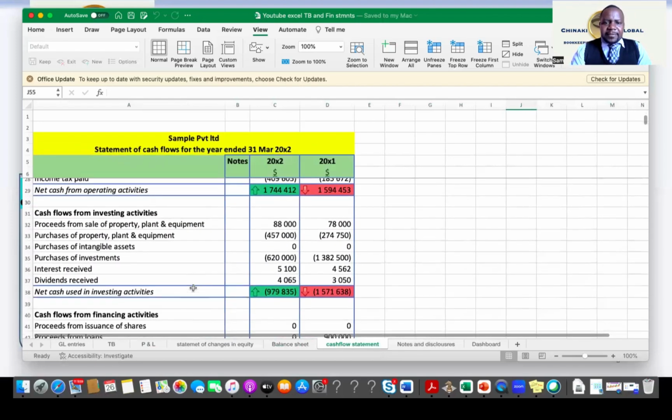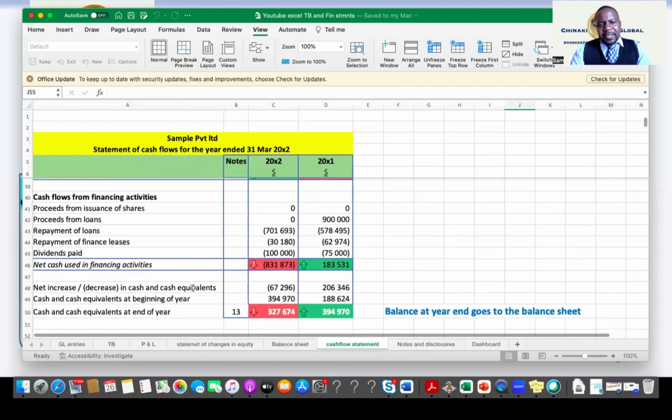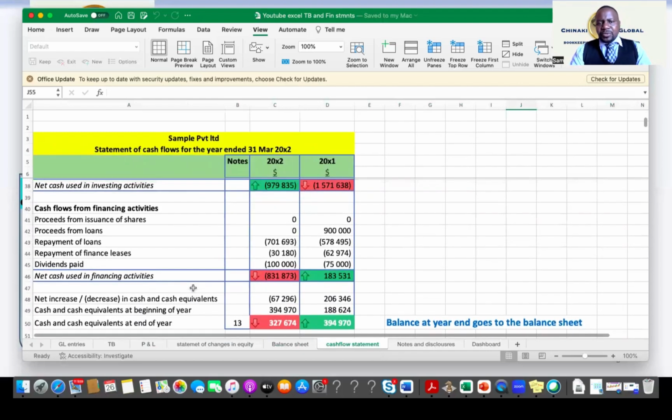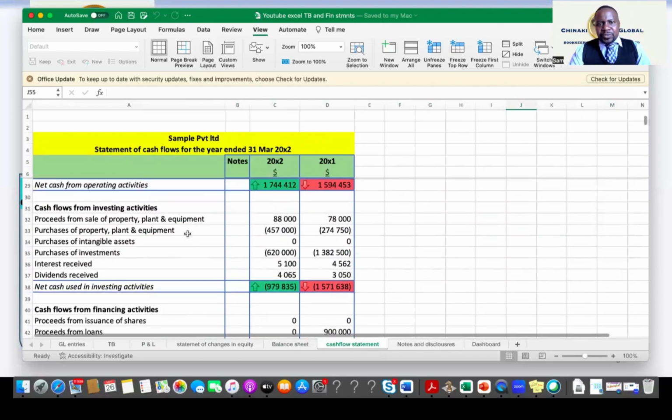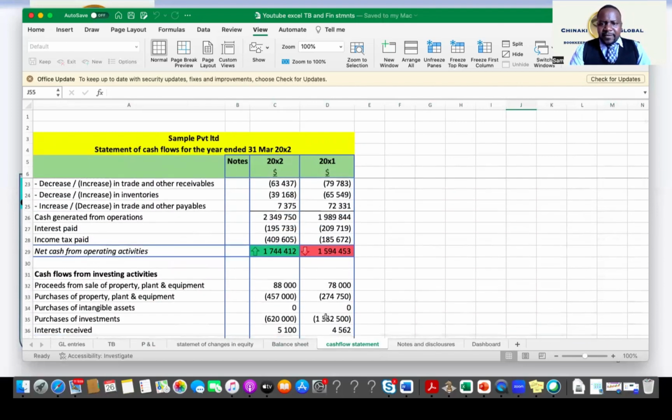It has some various information, and there are two different methods that we can use to come up with our cash flow statement, but we shall discuss them in our separate videos.